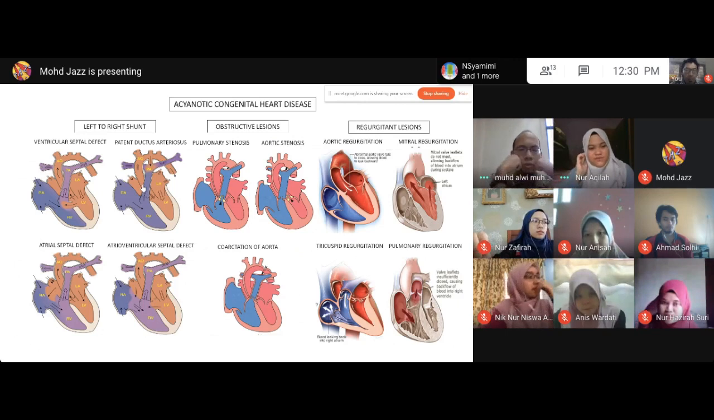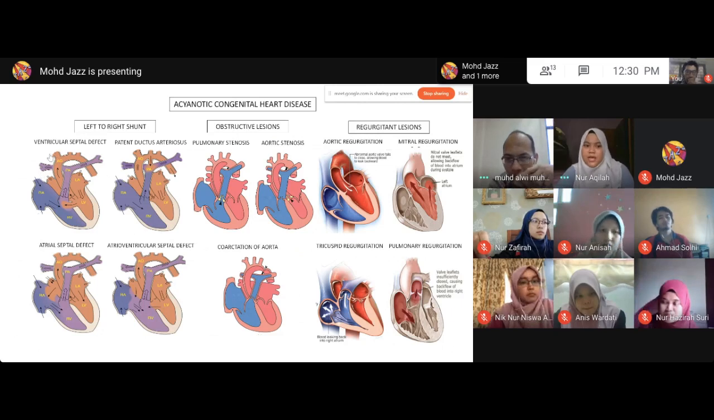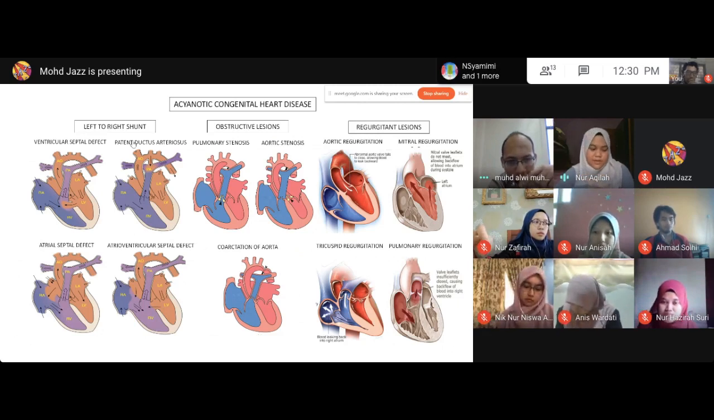With VSD, the type of murmur will be an ejection systolic murmur at the left lower sternal edge. With ASD, the murmur will be a systolic murmur at the left upper sternal edge. And with PDA, there will be a continuous machinery murmur best heard at the left infraclavicular area.